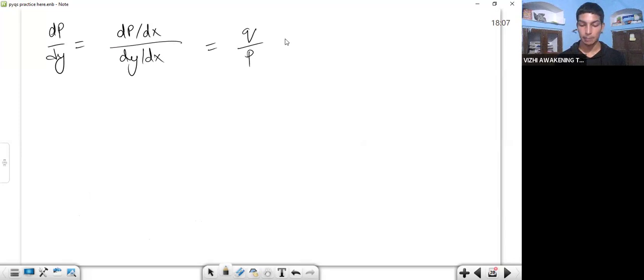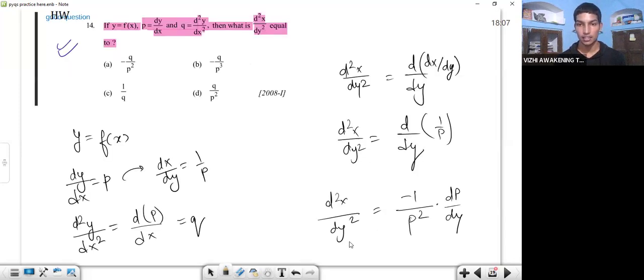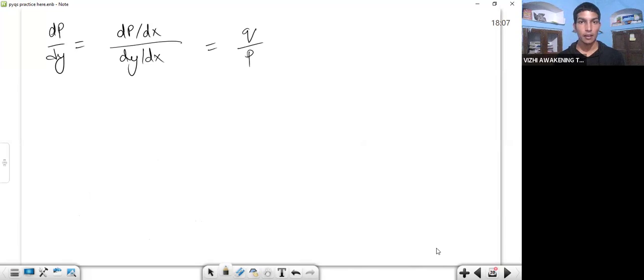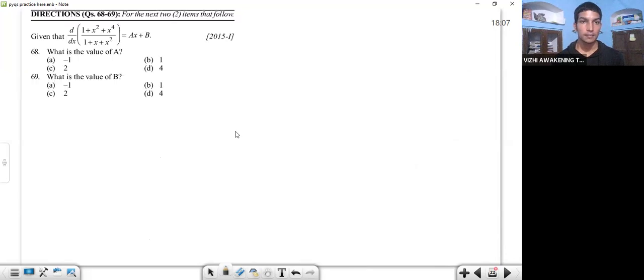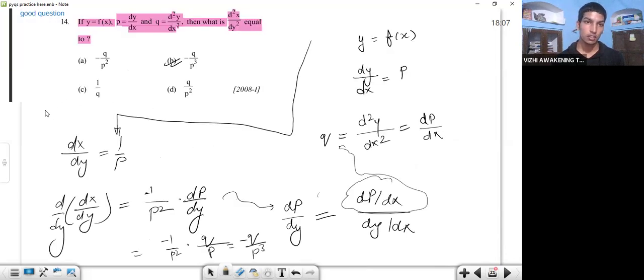Now let us put dp by dy's value here. So d square x upon dy square will become minus 1 by p square into q by p, which will equal minus q by p cube. So b will be our answer. Let's move on to the next question. This is the solution slide.